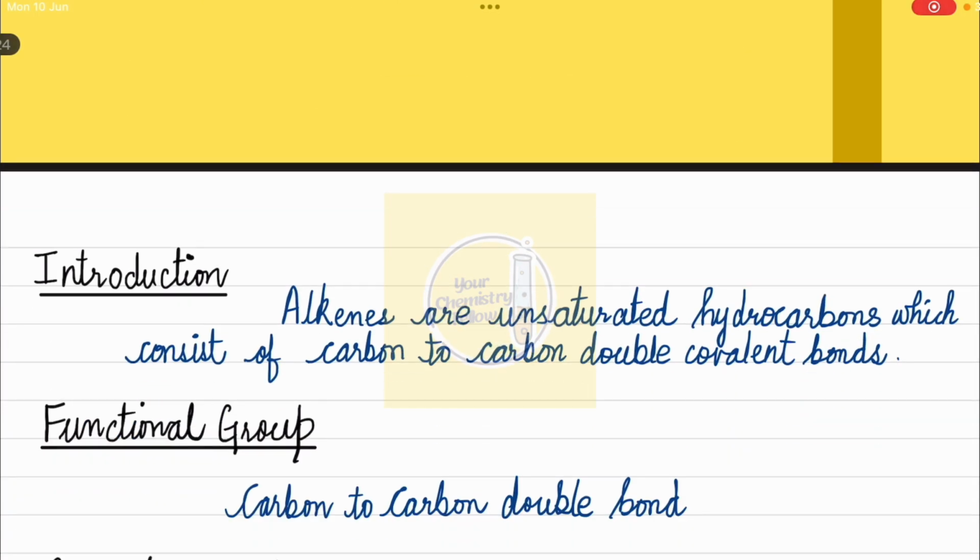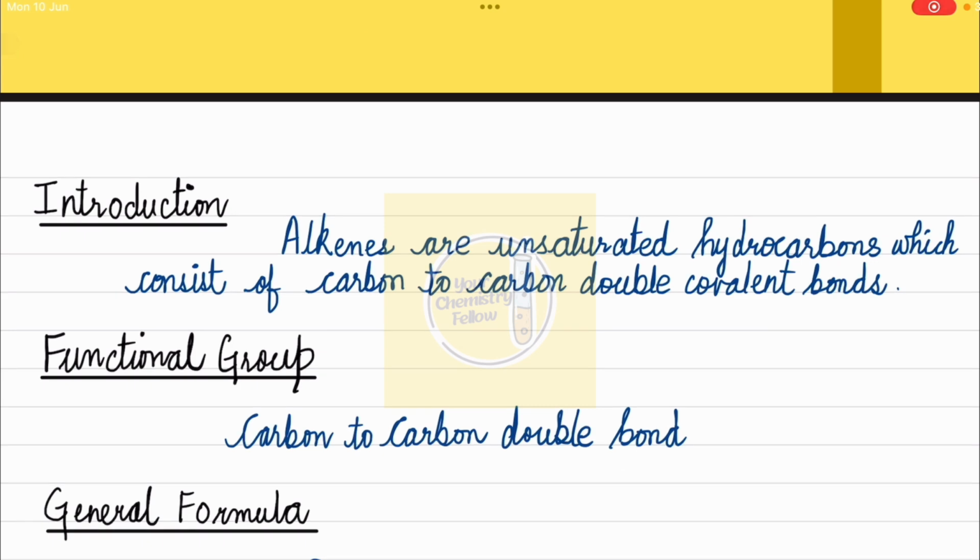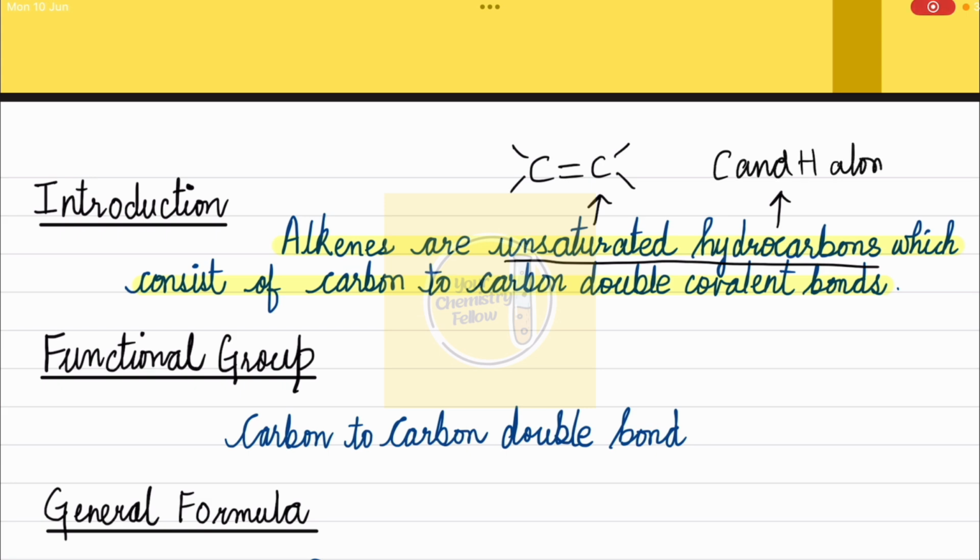So let's get started. First of all is the basic introduction. Alkenes are unsaturated hydrocarbons which consist of carbon to carbon double covalent bonds. What is meant by the term unsaturated hydrocarbons? Unsaturated means that they consist of carbon to carbon double covalent bonds. At least one double covalent bond is present in all alkenes. Hydrocarbon means that these are compounds made up of carbon and hydrogen atoms only.